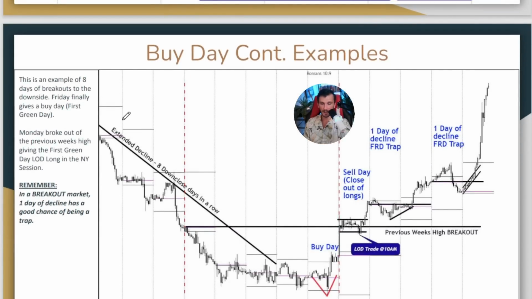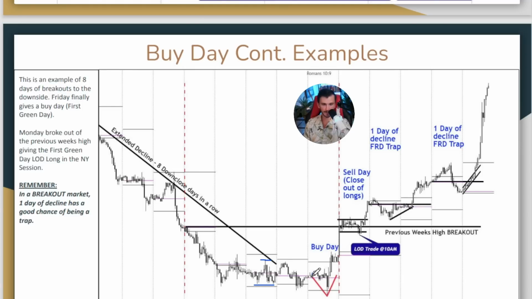Buy days, extended decline. This was 8 down close days in a row. Coming into the beginning of a new week, right? So we've got a breakout, another breakout to the downside, and then a consolidation day. So now we have an inside day, and then we still don't have our buy day over here. This is still a lower close. They closed lower than the open.